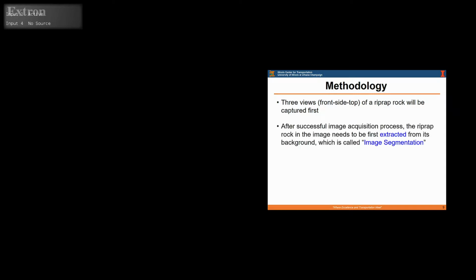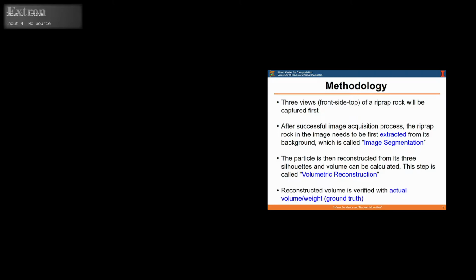So our methodology is to use imaging techniques to replace the human judging process. First, we take 3 views of a single rock from top and side. Then based on those images, we first need to extract the particle region from the image, and that process is called image segmentation. After that, we have 3 views of the particle. We do reconstruction by intersecting them. That process is called volumetric reconstruction. Then we'll do verification by comparing the reconstructed volume with the ground truth measured volume.